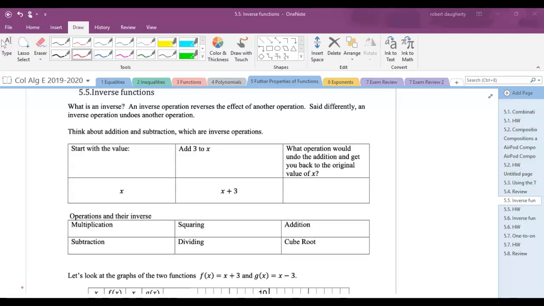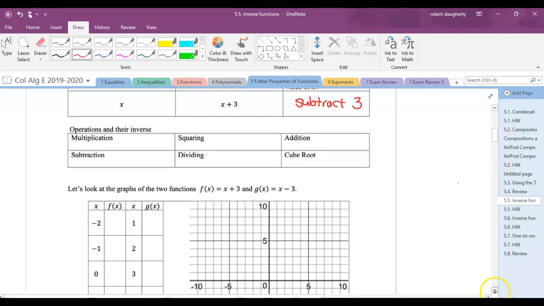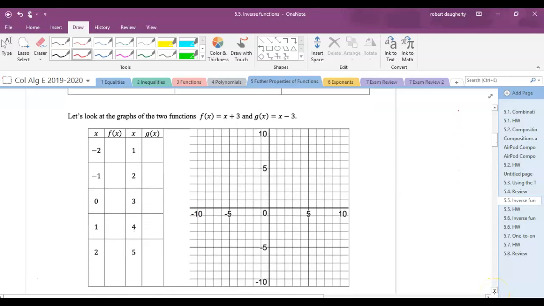So if I have an x, I can add 3 to it, and the x has changed to x plus 3. What would I have to do to undo what I just did? I would subtract 3. So the inverse of adding 3 would be to subtract 3. Okay, that's pretty straightforward. Okay, let's look at that graphically. It looks a bit more complicated, but we'll get through it.